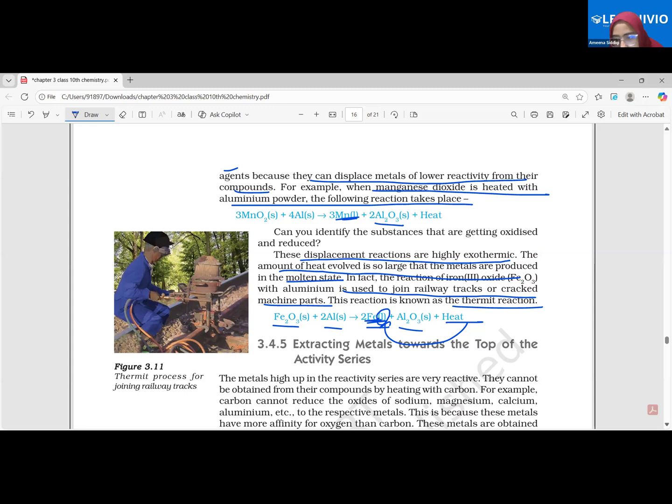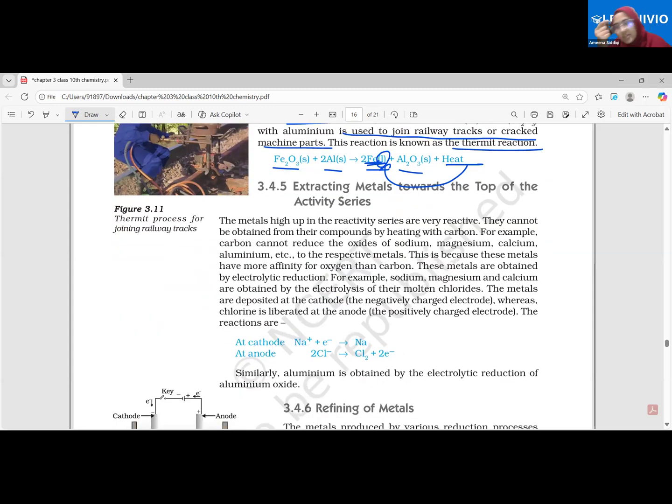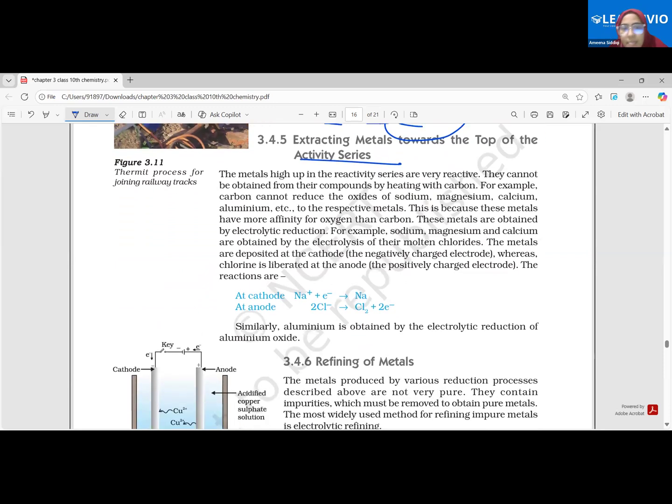Clear? Now, we have extracted the metals which were in the middle of the reactivity series. Now we are going to talk about the metals which are at the top of the reactivity series. See, the metals high up in the reactivity series are very reactive. They cannot be obtained by heating with carbon. Why can't they be obtained by heating with carbon? We cannot use a more reactive metal for the most reactive metals, right? What metal can we use for them if they are already very reactive? So we cannot use the displacement reaction for them.